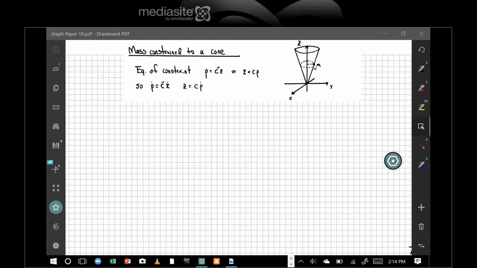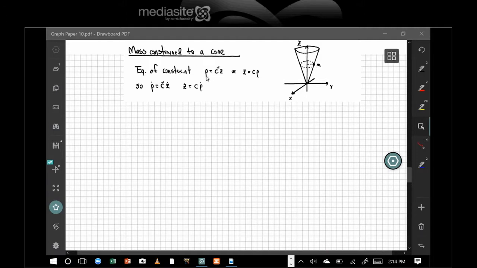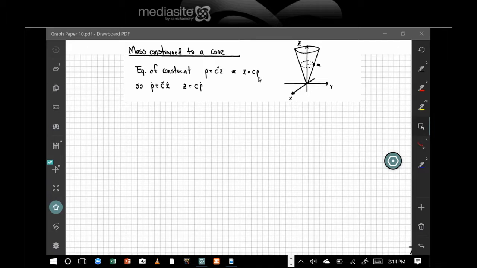If I look at the equation of constraint, there's a relationship between rho and z, where z is equal to c times rho. That's the only equation of constraint it has. Phi can be anything. So from this, it's natural to use a cylindrical coordinate system.